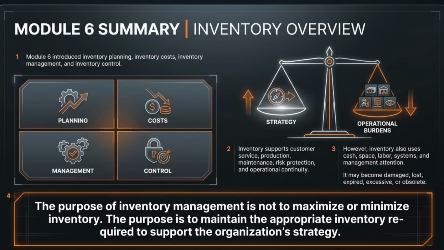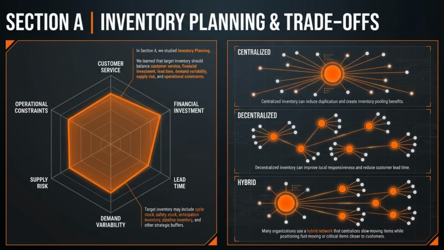The purpose of inventory management is not to maximize or minimize inventory. It is to maintain the appropriate inventory required to support the organization's strategy. In Section A, we studied inventory planning. We learned that target inventory should balance customer service, financial investment, lead time, demand variability, supply risk, and operational constraints. Target inventory may include cycle stock, safety stock, anticipation inventory, pipeline inventory, and other strategic buffers.